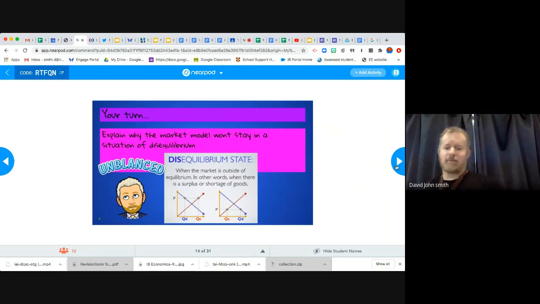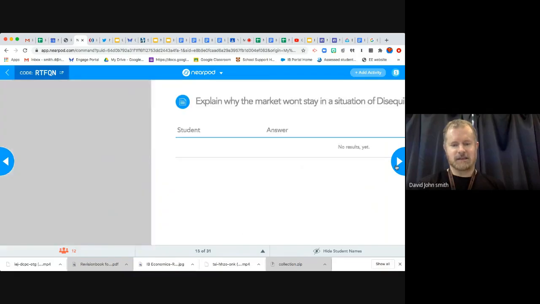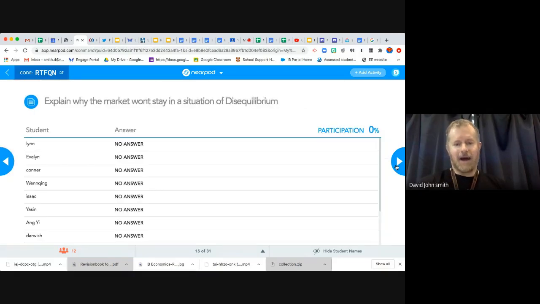Now, the market model is not going to stay in a state of disequilibrium, as you saw before. If the market is outside of an equilibrium, then it will immediately return. So you need to be able to explain that. All right, so why, therefore, will a market not stay in a situation of disequilibrium? And go.